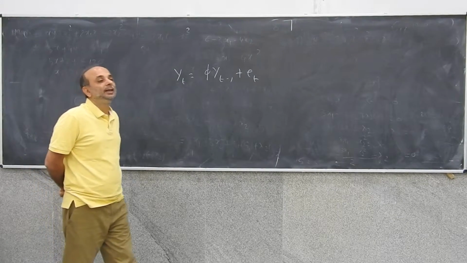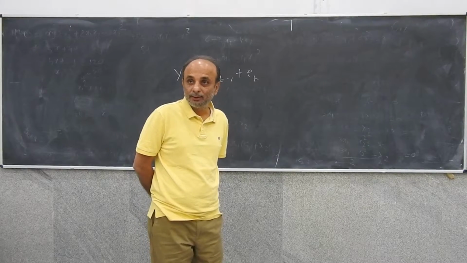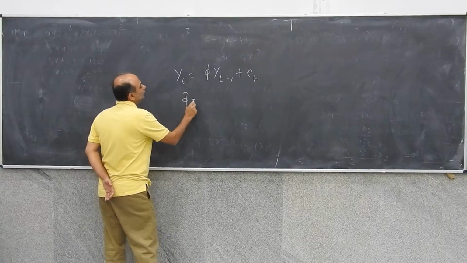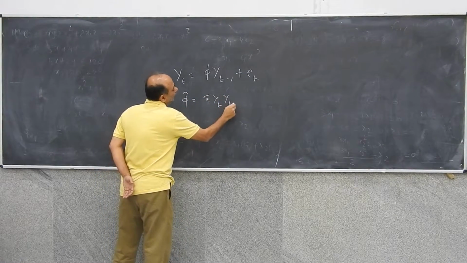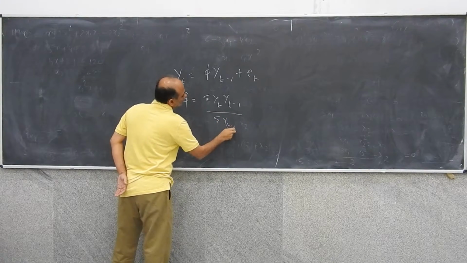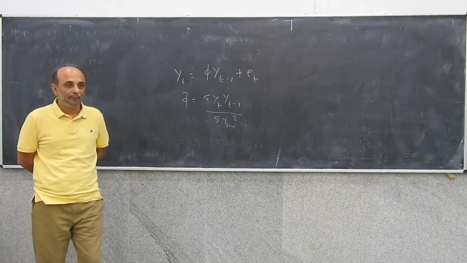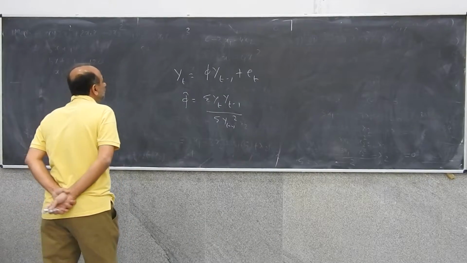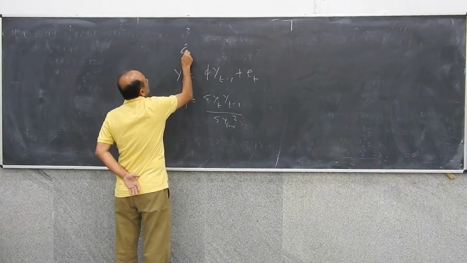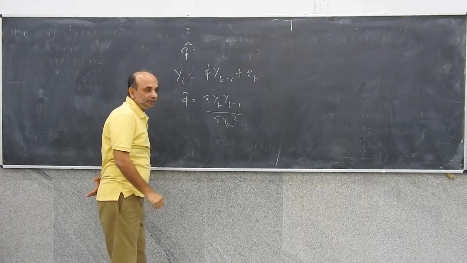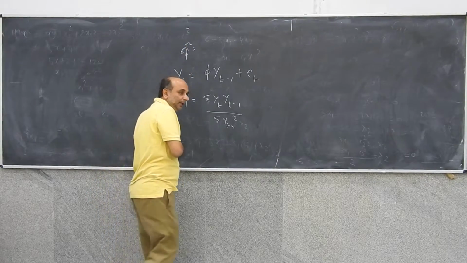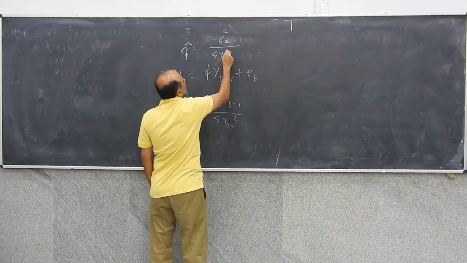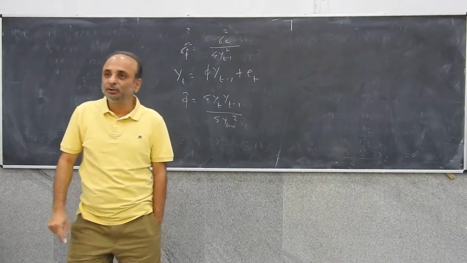The standard approach will be to regress y on yt minus 1. You will get the estimate. What will be the estimate of phi hat? Summation yt yt minus 1 upon summation yt minus 1 square. That will be the estimate of phi hat. What would be sigma hat square phi hat? Sigma hat square phi hat would be sigma square e upon summation yt minus 1 square.